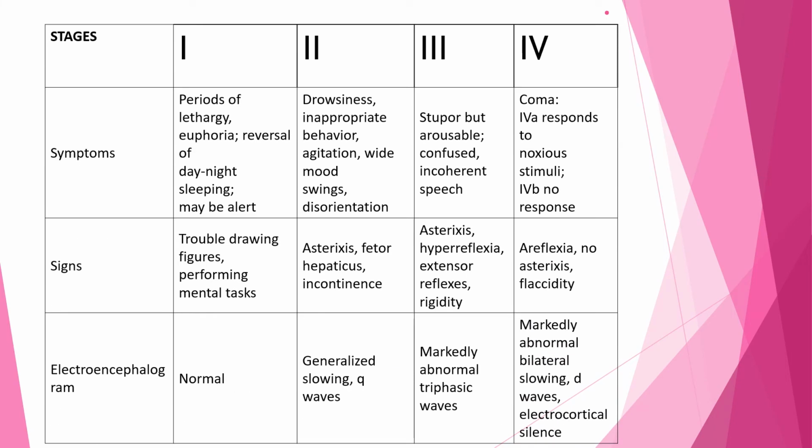There is a staging system for hepatic encephalopathy based on symptoms, signs, and electroencephalogram. In stage 1, based on symptoms, there are periods of lethargy, euphoria, and also only reversal of day-night sleeping, otherwise alert, up to stage 4, which is deep coma. And based on signs, in stage 1 there might be trouble drawing figures and performing mental tasks, up to stage 4, which is areflexia or asterixis flaccidity.